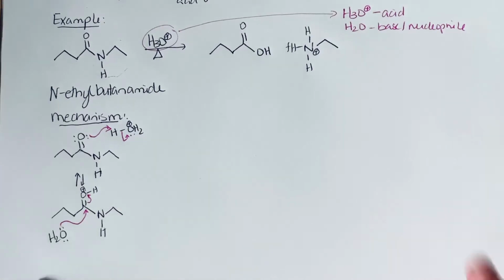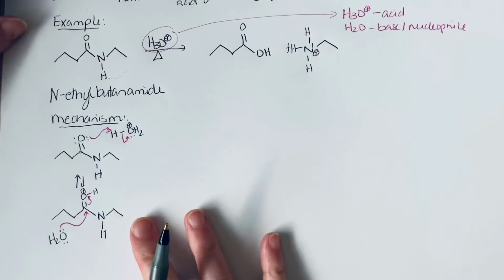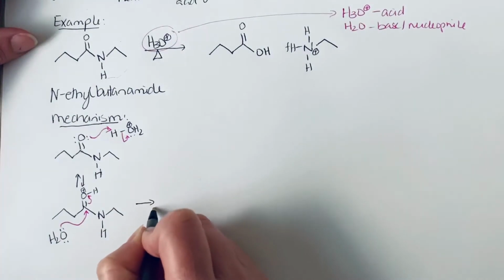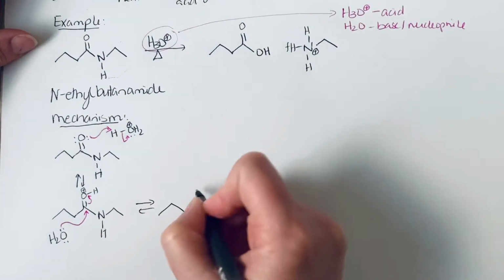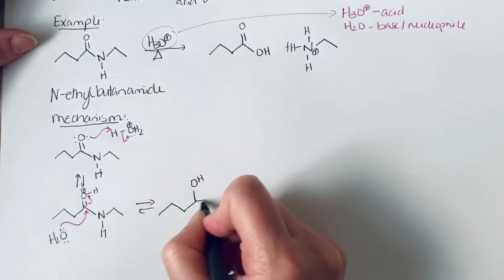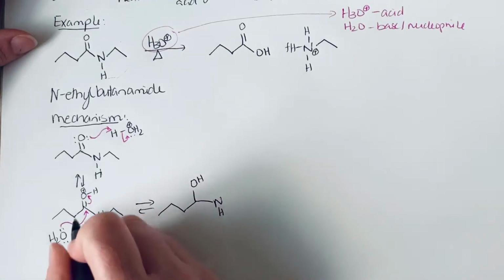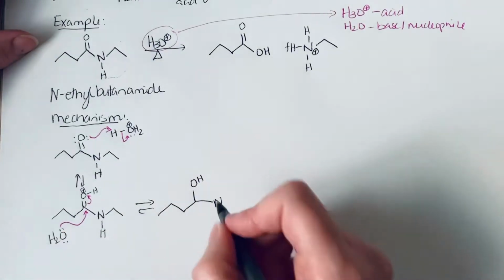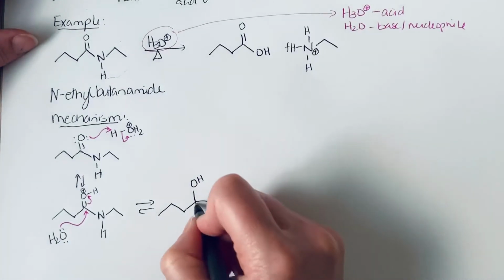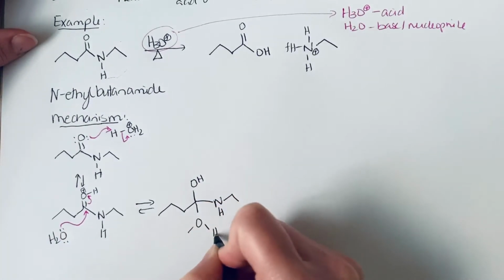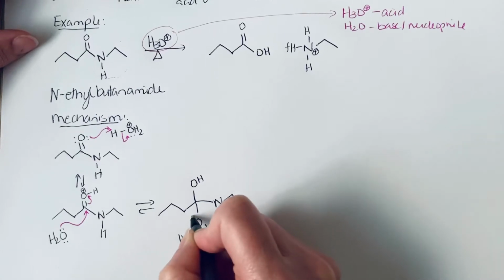All right, so we have attacked the carbonyl, so we're going to get to a tetrahedral addition intermediate. So we've got OH, so tetrahedral because the geometry of this carbon has gone from sp2 to sp3, so it is tetrahedral. And we're going to have this water molecule that we just added.